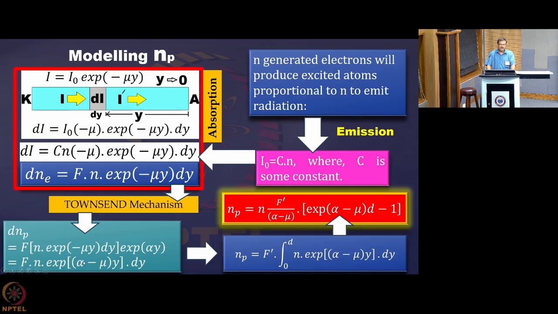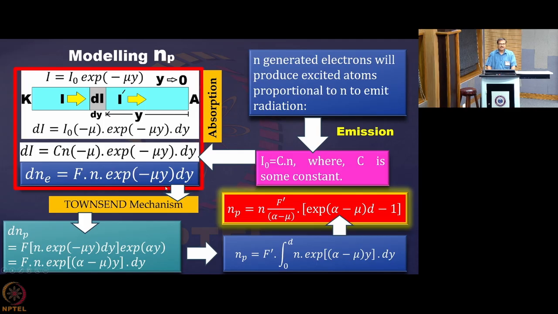If you now absorb the rest of the coefficient, as I told you, in f, then what comes here is f n exponential alpha, and then alpha minus mu, with y taken common outside, and then dy. So the total number of electrons produced because of such photoabsorption, if you want to calculate that, you have to integrate from y equal to 0 to d.